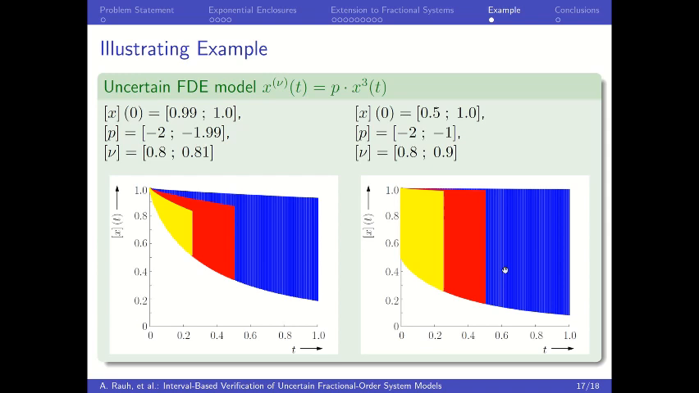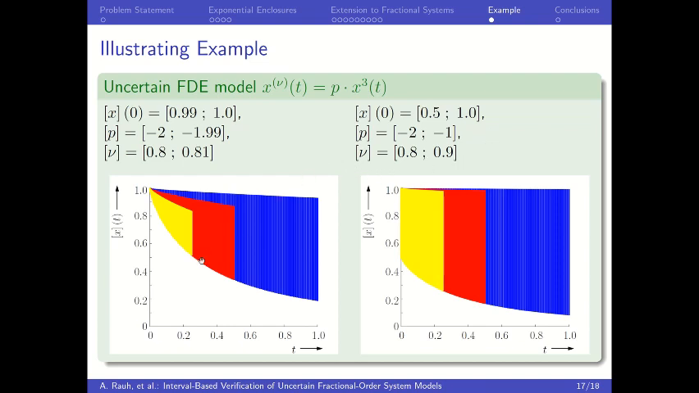Finally, I would like to have a look at an illustrating example. This illustrating example shows a nonlinear dependency on the state variable x with a third power and uncertainty in some system parameter p. On the left-hand side of this slide, you see small uncertainty. On the right-hand side, large uncertainty in the initial states, in the parameter, as well as in the differentiation order.